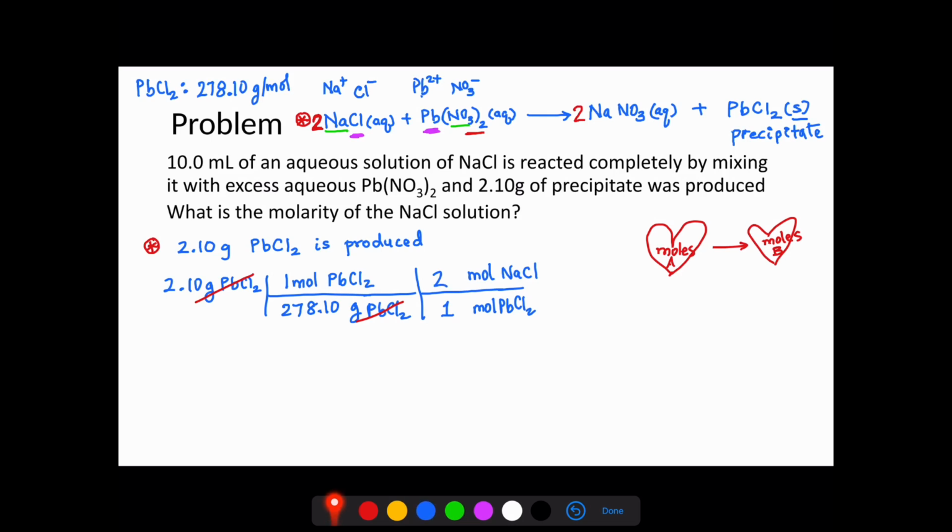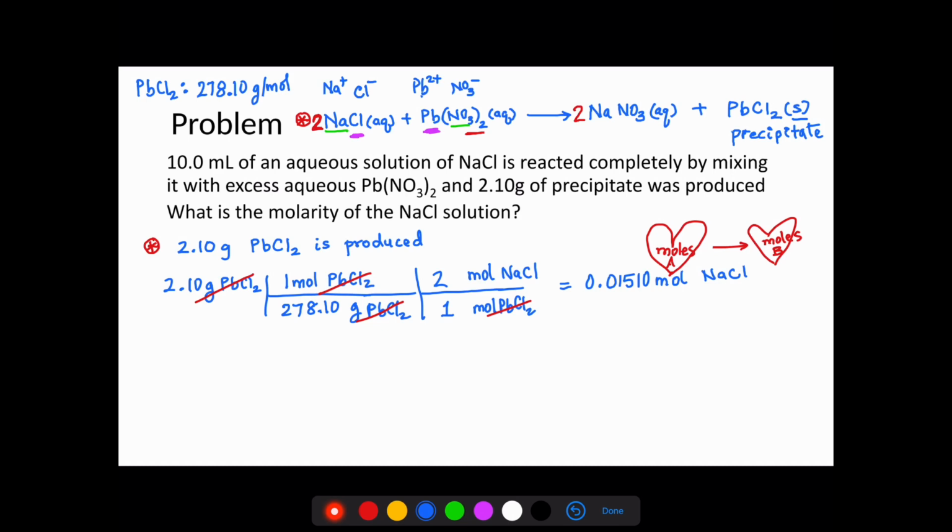Okay, so if you produced that much precipitate, you can convert that to moles by dividing by molar mass, and you can convert that to how many moles of sodium chloride should have been there because it produced that much precipitate. We are estimating how many moles of sodium chloride were in that solution. So once we know the moles, let's calculate the moles, multiply those two, divide by this, and you should get 0.01510 moles of sodium chloride.